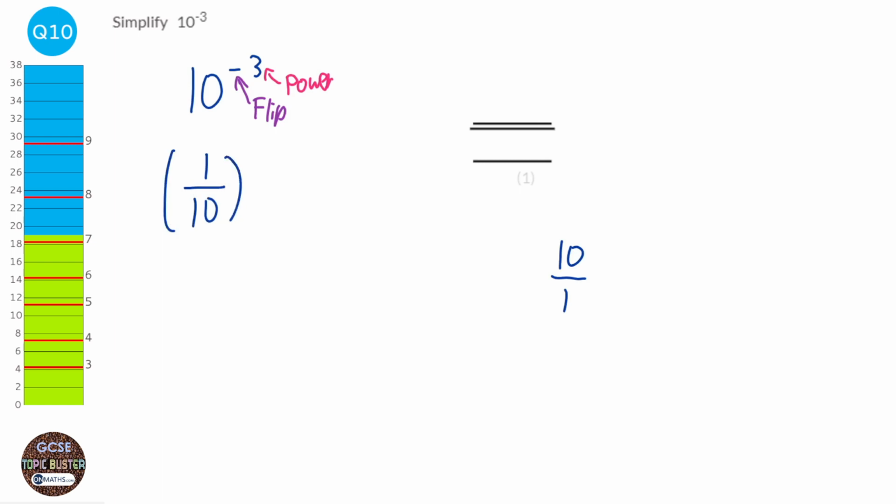We haven't dealt with that cube yet. So we're going to cube top and bottom with that fraction. Well, it's not going to do anything to the top, because 1 cubed is just 1. But the bottom will turn into 1,000. So it's going to be 1 over 1,000.